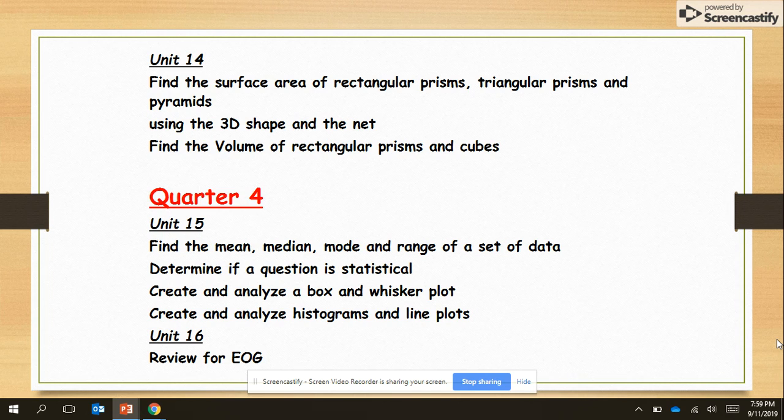And then to wrap up everything in Unit 16, we'll review for the EOG. Basically everything we went over during the year, we'll review with your child, making sure they're on top of everything and good to go for the EOGs that will be taken late May, early June.